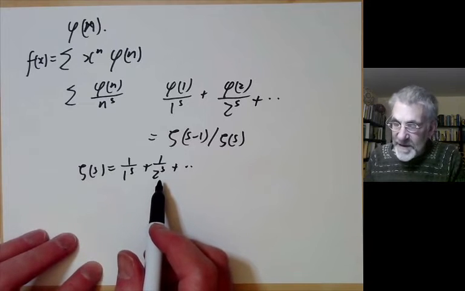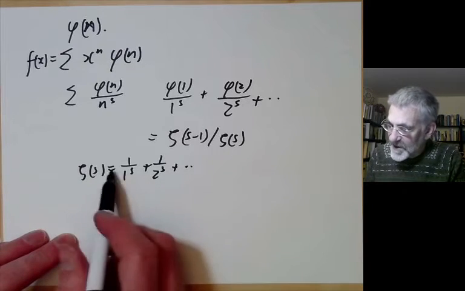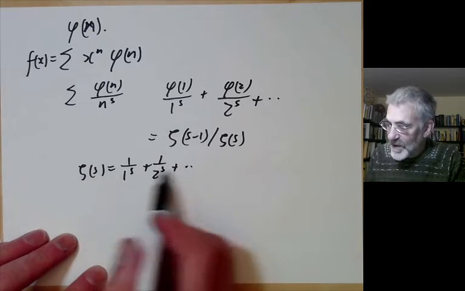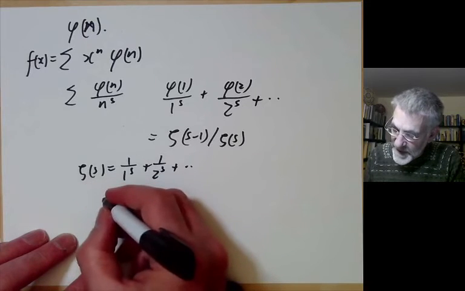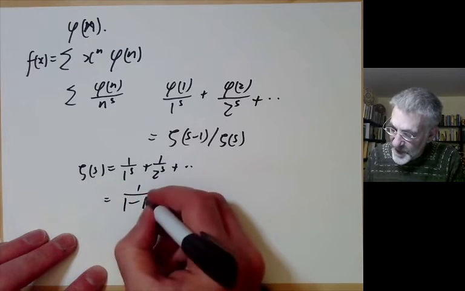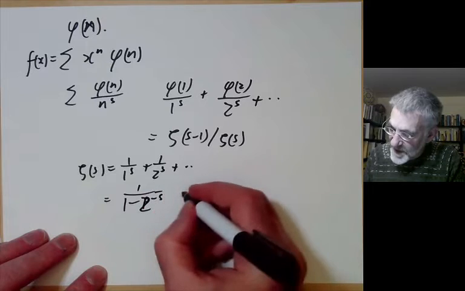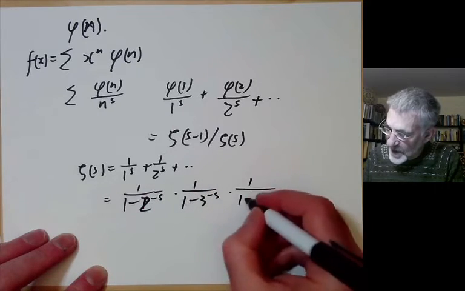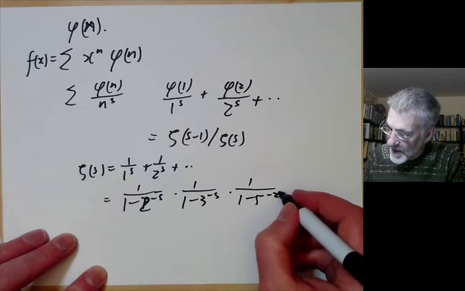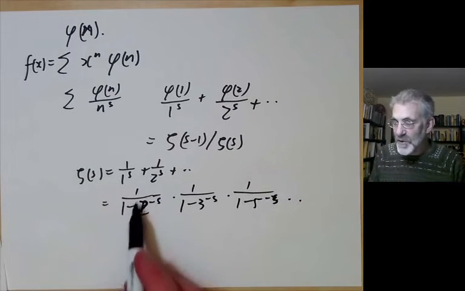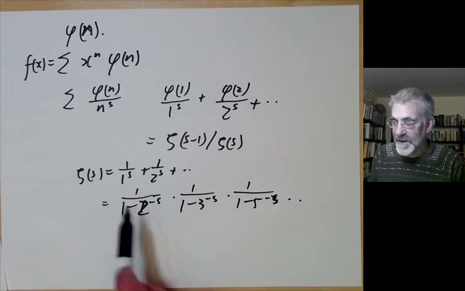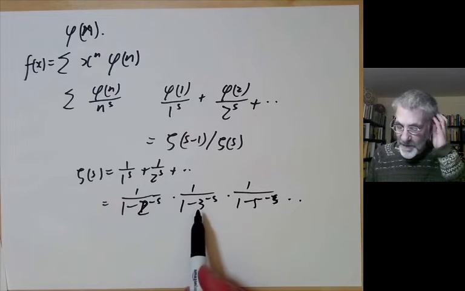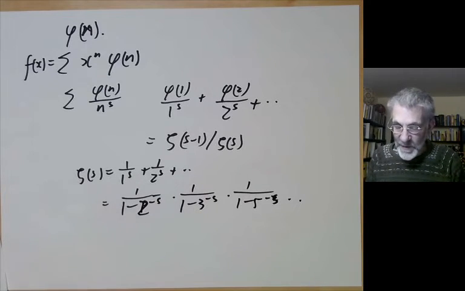We can see this by recalling we had Euler's product for zeta of s. So this is equal to 1 over 1 minus 2 to the minus s times 1 over 1 minus 3 to the minus s times 1 over 1 minus 5 to the minus s, and so on. You notice, by the way, we actually used this Euler product twice already this lecture, for s equals 1 and s equals 2.